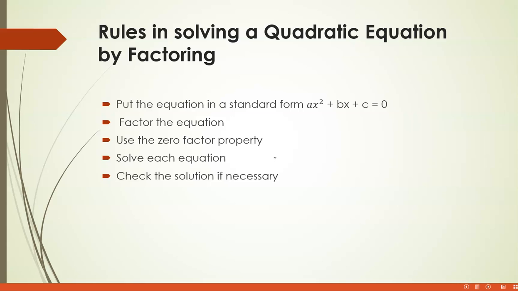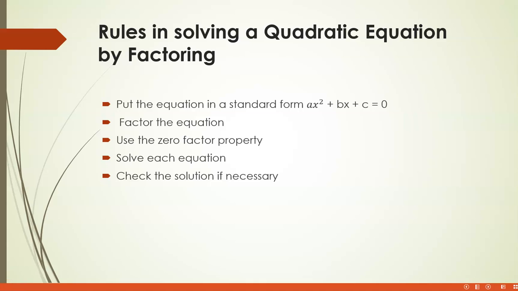There are rules that we're going to follow in solving a quadratic equation. First, put it in standard form, ax squared plus bx plus c. After that, you have to factor the equation. Next, use the zero factor property to find the value of a and b. Then solve the equation. And the last one, if necessary, check your solution by putting it into the original equation, ax squared plus bx plus c.